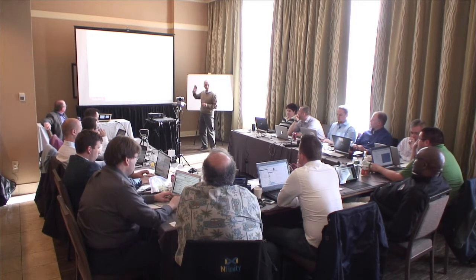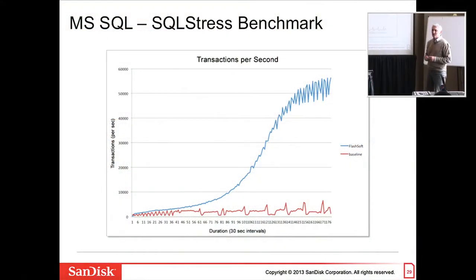We have a very large customer with tons of databases. It's a service provider, and this is with us, without us. So we guarantee 40, 50,000 IOPS constantly, and you see the huge difference. It was with Virident card specifically. SQLStress, it's a standard benchmark. Next, please.